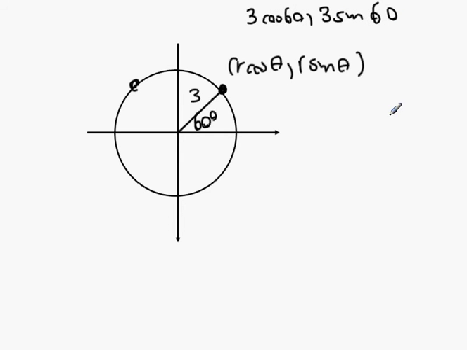Now what would those two numbers be? 3 cos 60 is... oh, no, it's a half, isn't it? So it's 3 over 2, and the other one is going to be 3 root 3 over 2. So basically, it gives you the position of the tip of the radius at any point you want.